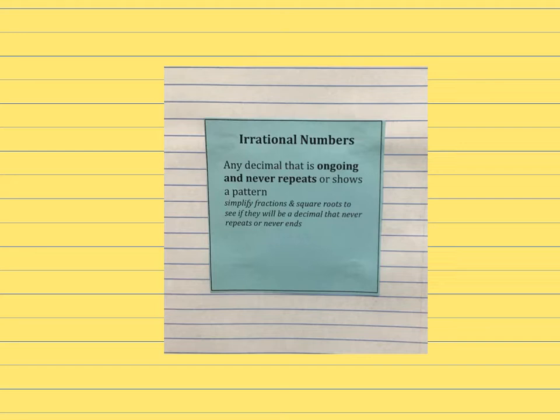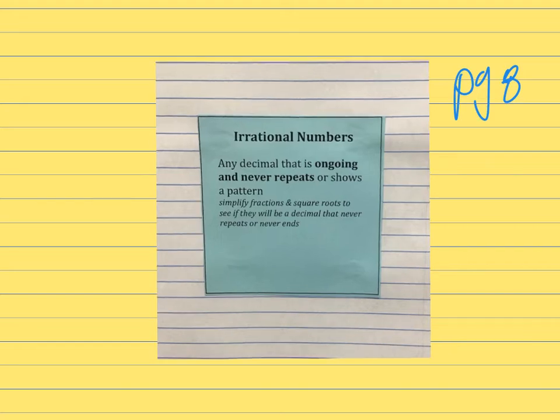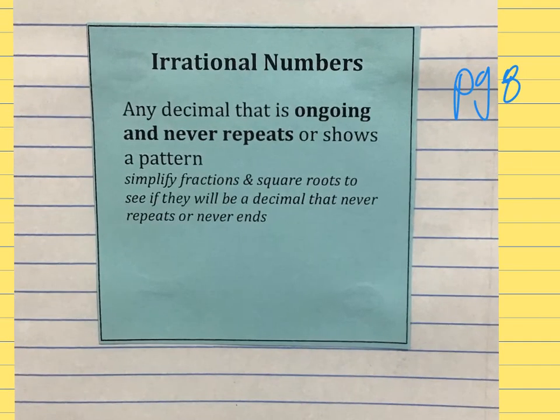The other page of your journal, this should be page 8. This is the Lone Ranger. This is only irrational numbers. If you look at this one, the main thing to know is that most of the time the simplified version is going to be a decimal. It's going to be ongoing, or it never repeats or ends up showing a pattern.